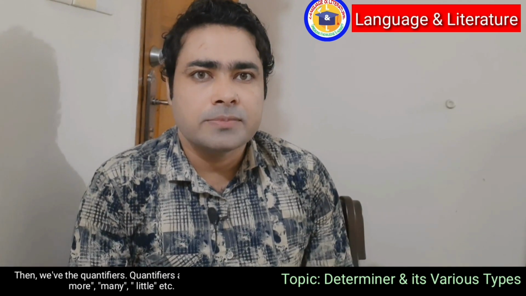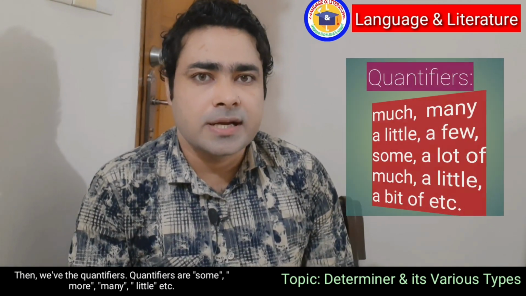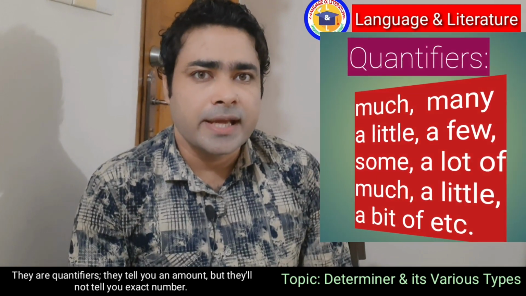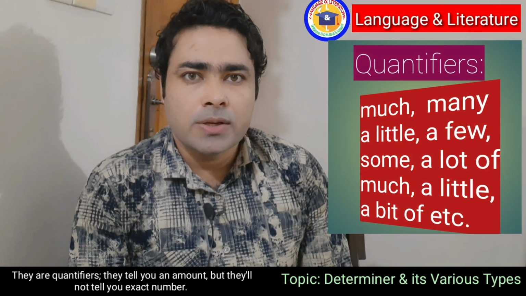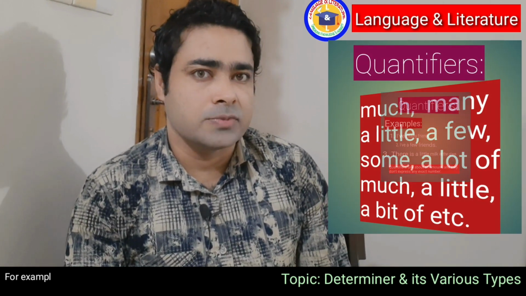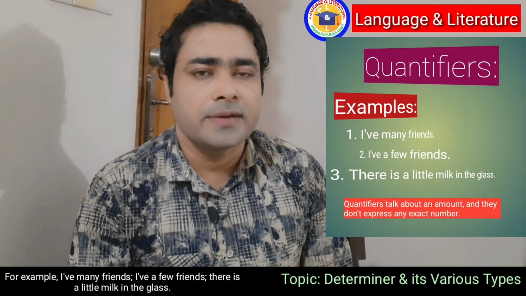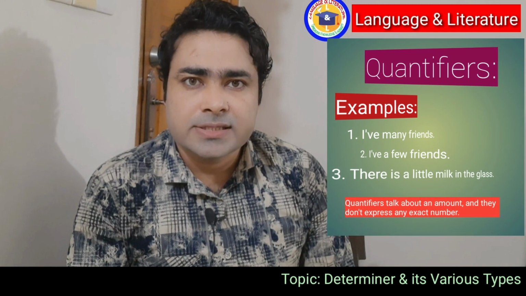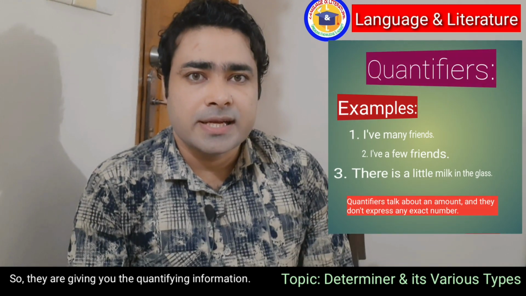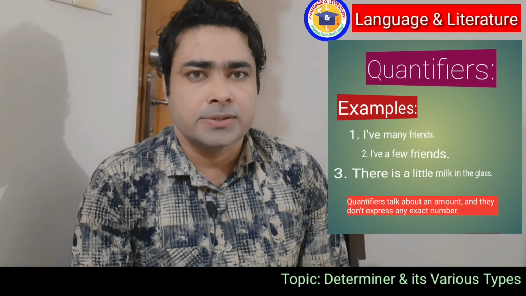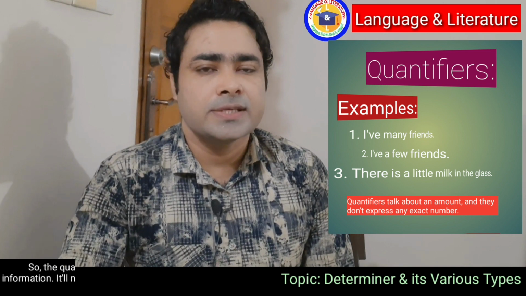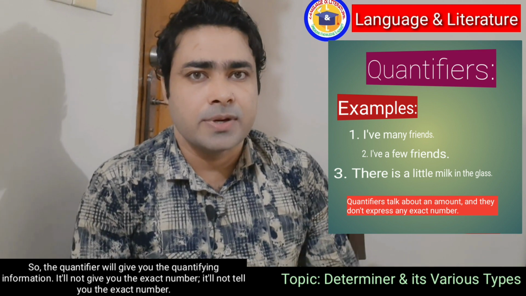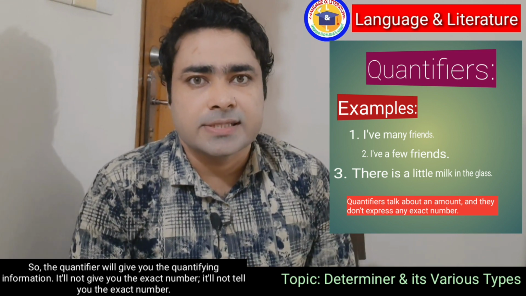And then we have the quantifiers. Quantifiers are some, more, many, little, most, etc. They tell you an amount, but they will not tell you the exact number. For example, I have many friends. I have a few friends. There is a little milk in the glass. So at the same time, they are giving you the quantifying information. So quantifiers give you the quantifying information. They will not tell you the exact number.